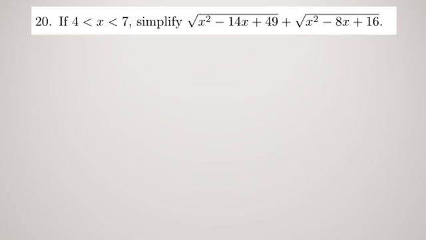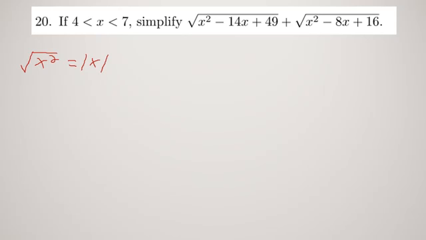For number 20, we will be using a very new concept actually, that the square root of x squared is actually equal to the absolute value of x. Not just x, but it's actually the absolute value of x.